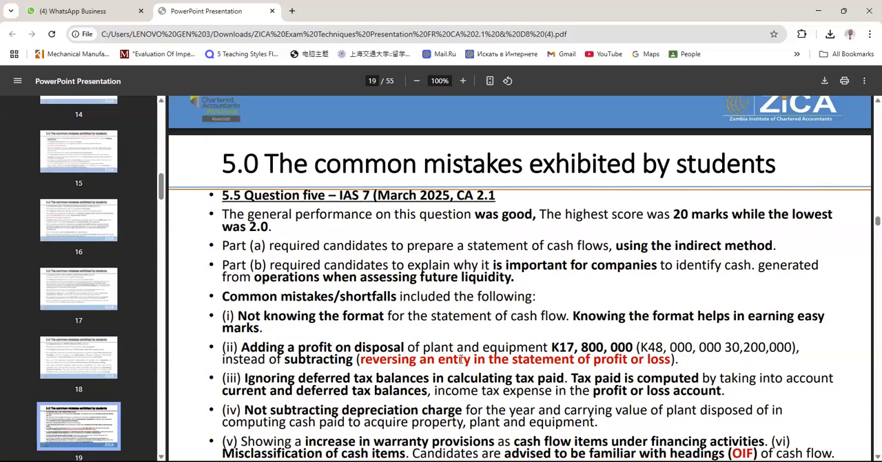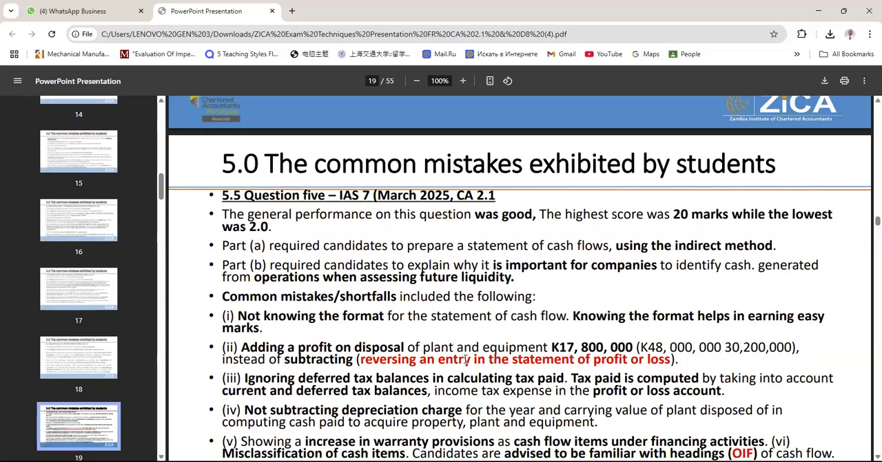In this question, there was a profit on disposal. Take note, profit on disposal was taken as income or as a credit in the profit or loss, so it increased the profit. Now we are not interested in the profit, we are interested in the cash. So when you are reversing, what are you supposed to do? Subtract.